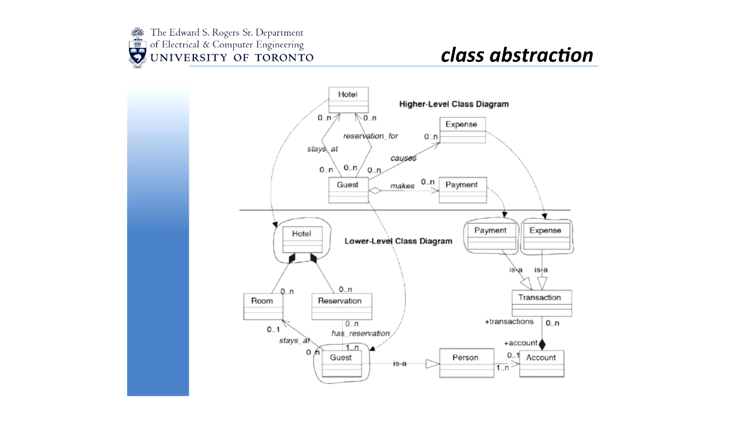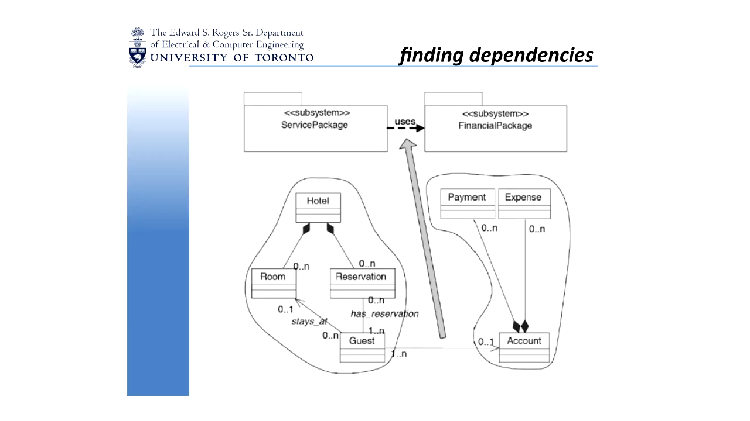This leads us to class abstraction. In a complex system, you often need a higher-level class diagram to show broad relationships, like a guest making a payment, while a lower-level diagram provides the technical specifics, such as showing that payment and expense are both types of transactions. Decomposition is also vital for finding dependencies between subsystems.